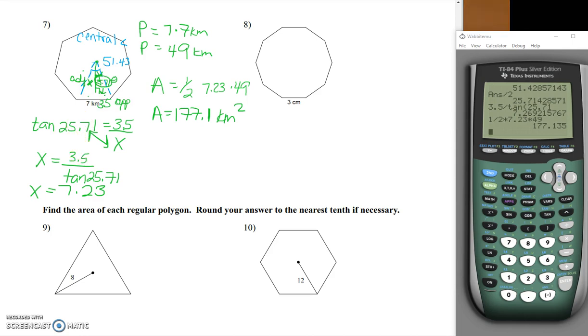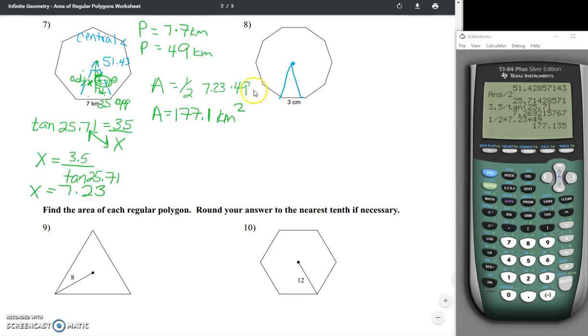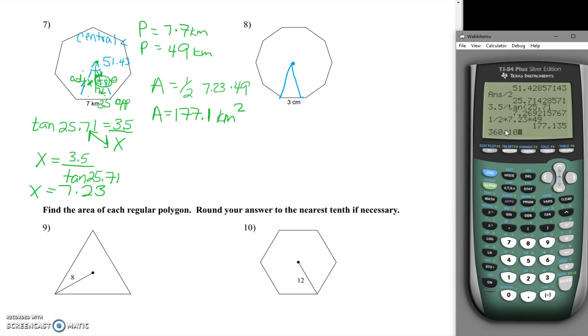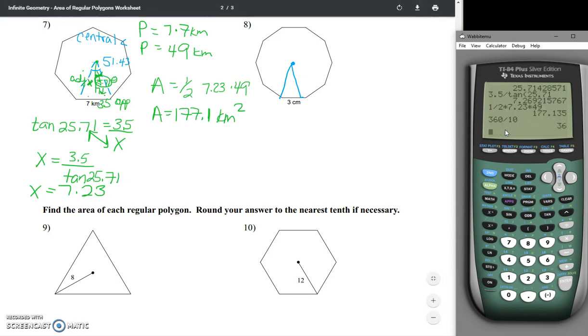Okay, so with number 8, I have a decagon. So there's my center. So I'm going to find my central angle. So that means I'm going to go back to my calculator. It's going to be 360 degrees divided by 10. So each angle is 36 degrees.